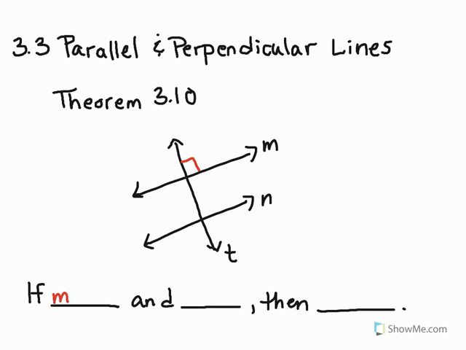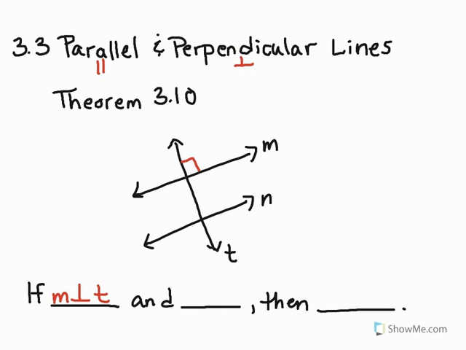So if M is perpendicular to T, and if you are not familiar with the symbols or the notation for perpendicular and parallel, look up here at the title. Parallel are two vertical lines together, and perpendicular is an upside down capital T. I do expect you to know those and to use them.